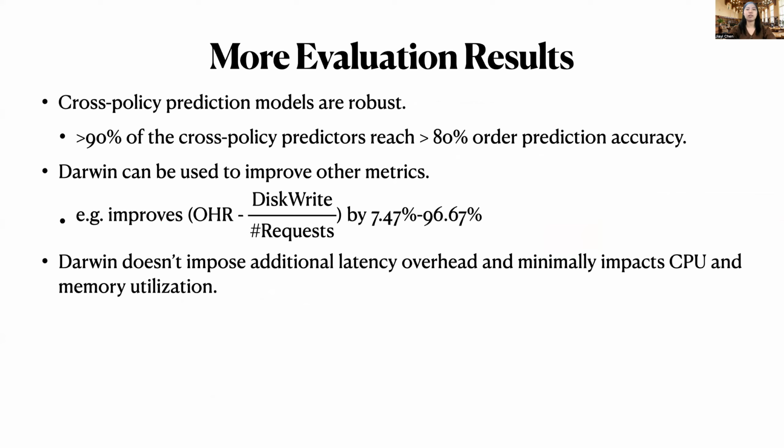We want to highlight 3 additional results. Firstly, our cross-policy models are robust. Secondly, Darwin can be used to improve other metrics, for example, a combined metric of hit rate and disk write. Lastly, it doesn't impose additional latency overhead and minimally impacts CPU and memory utilization. Please refer to the paper for more details.